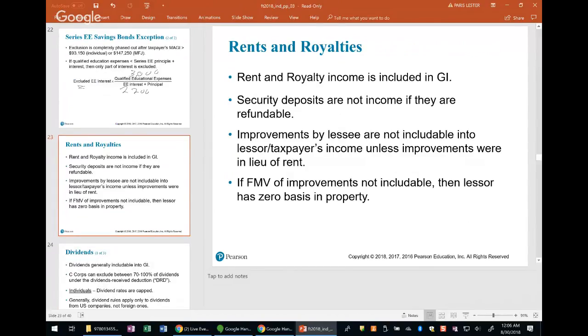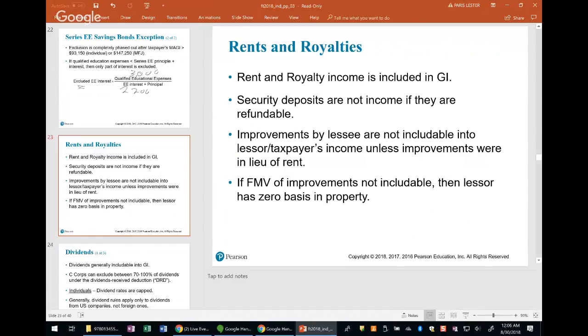Rents and royalty income is included. Security deposits are not income. Do any of you have to pay a security deposit? Do you have to pay the electric company a deposit? Do you have to pay the telephone company a deposit? Do you have to pay a deposit for rent? Some people do, a damage deposit. That's not income since it's owed back to the people if there's no damage done.